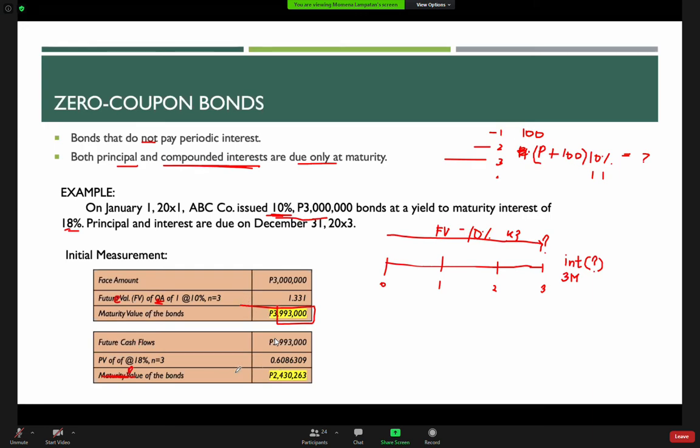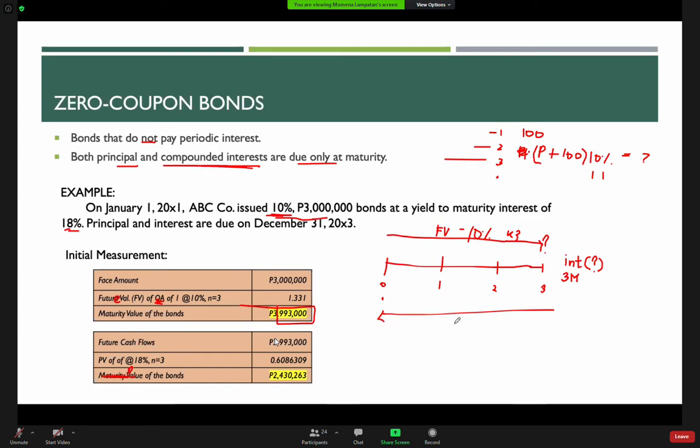Of course, that is not yet the carrying amount of the bonds. That is the total you will pay when the bond matures. What is the carrying amount of the bond at this time, at time 0? Initial measurement. So, we are here now, here is where we will record. Date of issuance. So, to determine the value of the bond here, its value in the future, you're going to bring that value to its value at time 0.